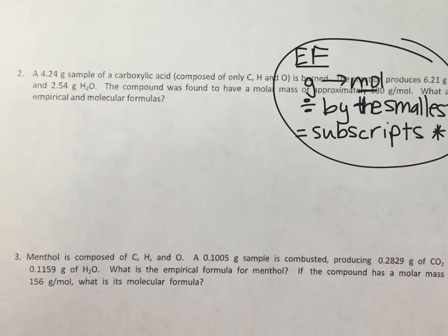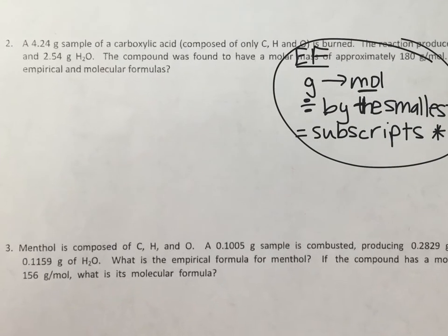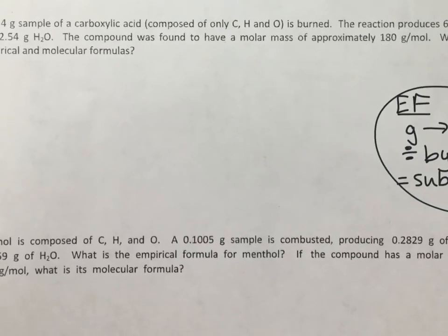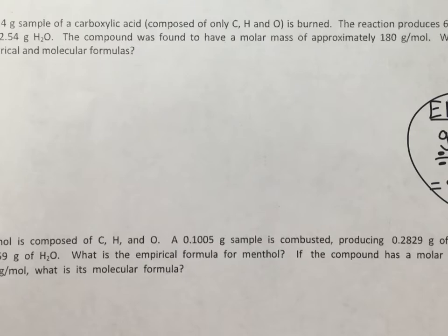So I'm going to zoom back into number 2. I'm going to move this off the screen a little bit. For number 2, it says a 4.24 gram sample of carboxylic acid, so it means it's composed of only C, H, and O, is burned. The reaction produces 6.21 grams of carbon dioxide and 2.54 grams of water. The compound was found to have a molar mass of approximately 180.